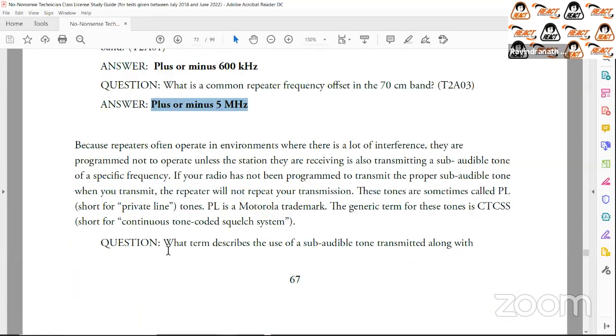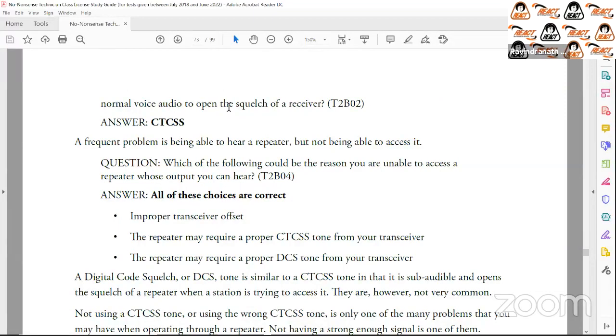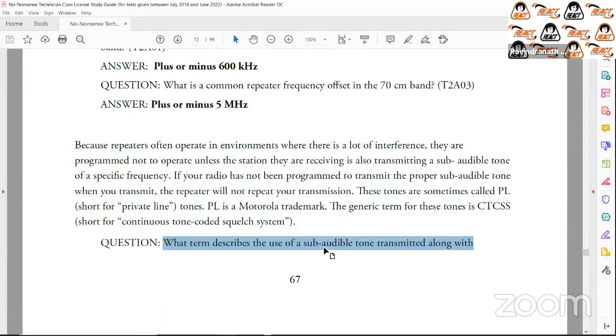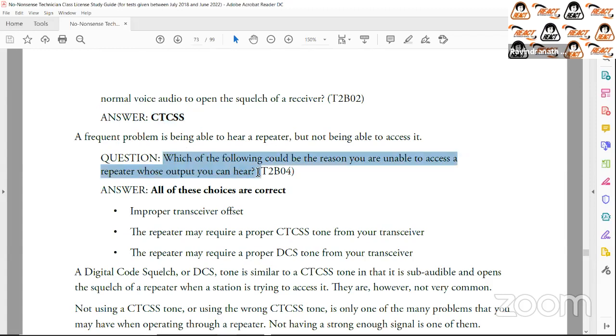All right. Next question. What term describes the use of a subaudible tone transmitted with normal voice to open the squelch of a receiver? Keywords here: subaudible tone and squelch. The answer is CTCSS, also sometimes called PL, sometimes called tone. Next question. Which of the following could be the reason you are unable to access a repeater whose output you can hear?